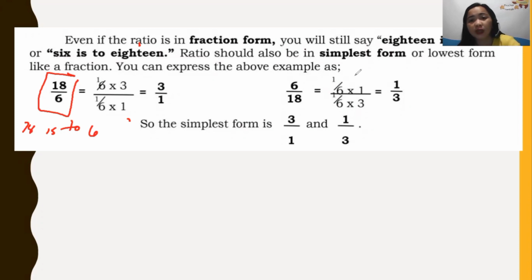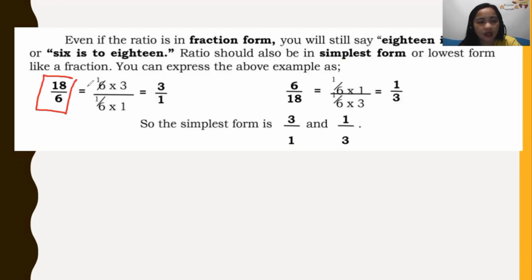Ratio should also be in simplest form or in lowest form like fraction. You can express the above example, yung kanina mga example natin. Example, ito. 18 is to 6. Dapat daw lagi siyang naka lowest form or naka lowest term or simplest form. So now, kung dun sa ating example kanina, ang nakuha natin sagot ay 18 is to 6. So it is not the final answer. We should get its lowest term.